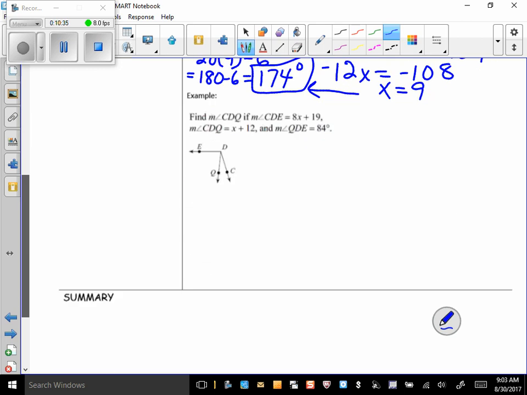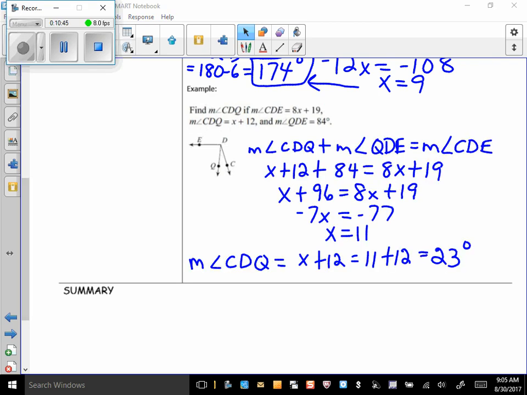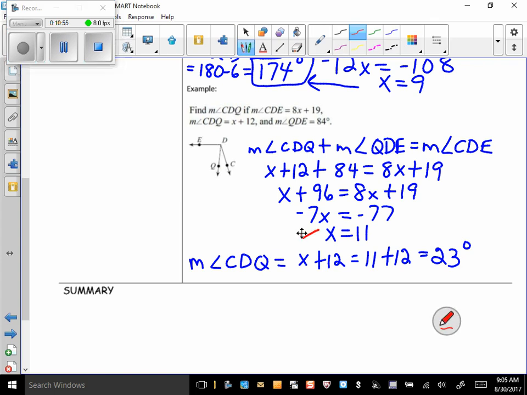Okay, there's one more example here, so I think this would be a good time for you to pause and work this problem and come back up, and I'll have the answer posted. All right, I got 23 degrees there just by using the angle addition postulate and substitution. Please check me out. First you've got to solve for x, then you've got to plug that value in to find the measure of CDQ. Again, please check that, make sure I didn't make an error.